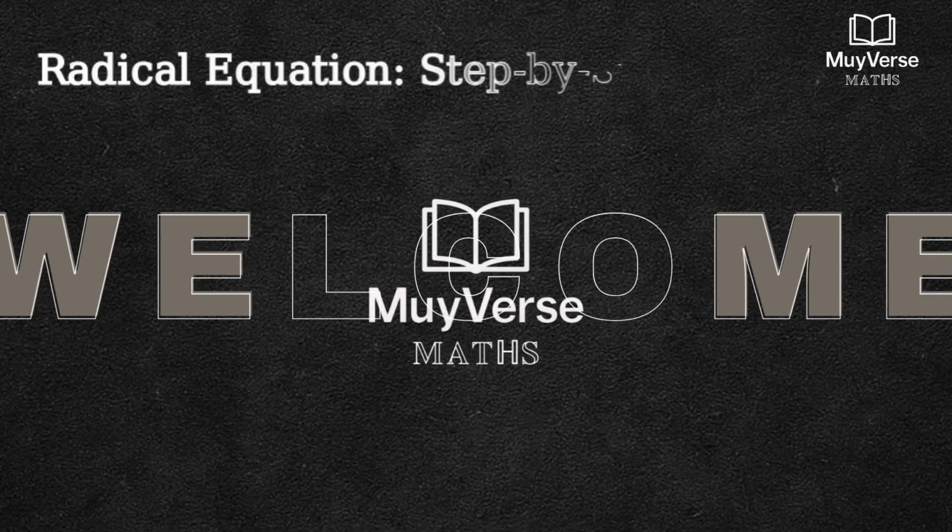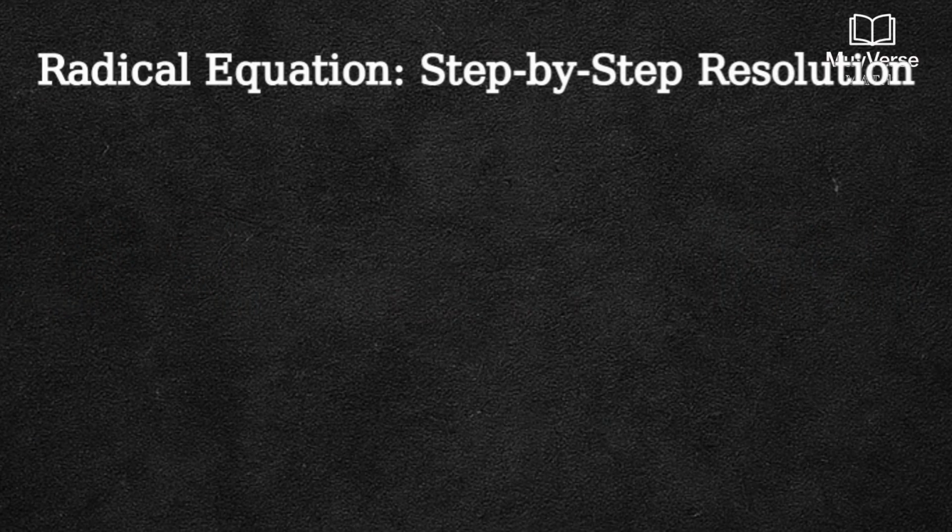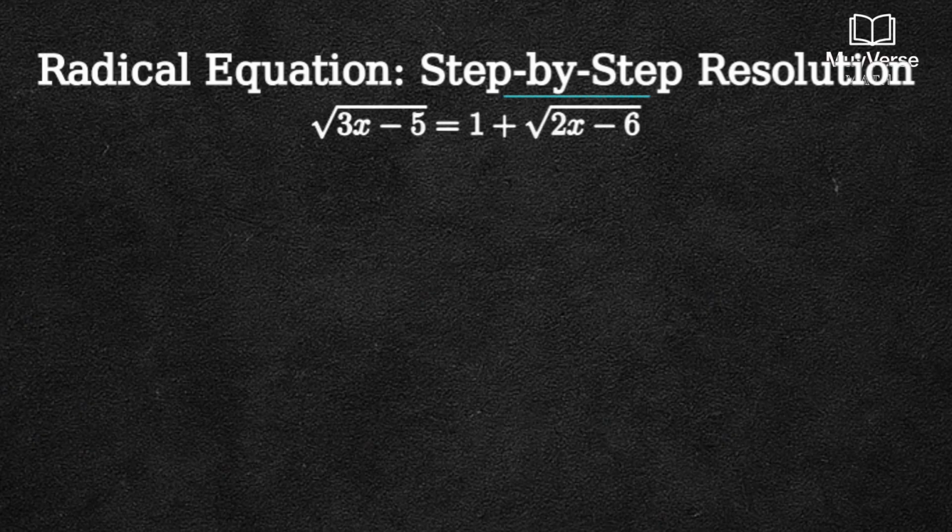We will solve the radical equation step by step and discover there is no real solution. Read the equation aloud. Square root of 3x minus 5 equals 1 plus square root of 2x minus 6.